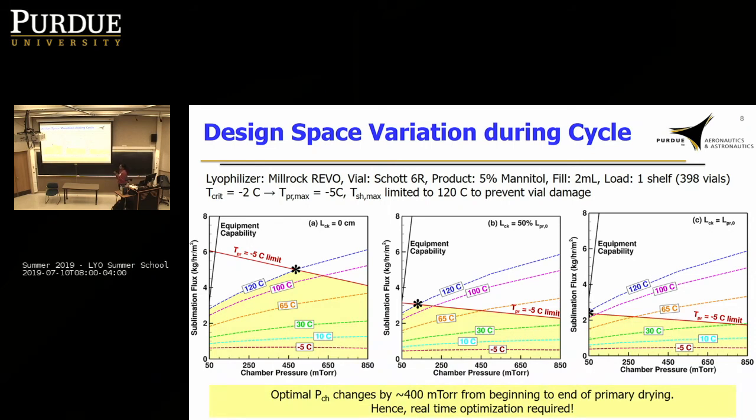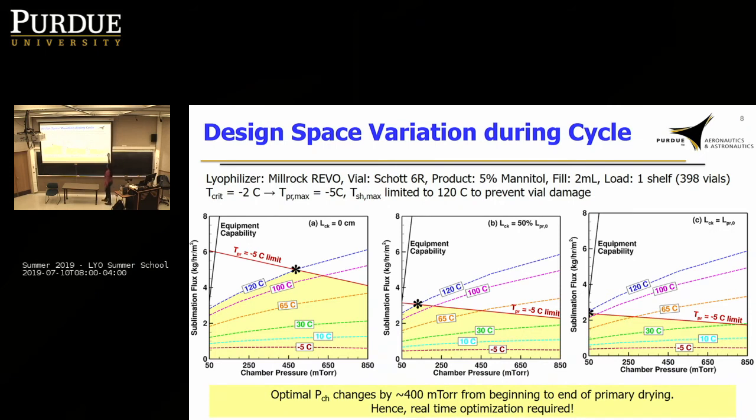If you try to make more product sublimate, then you're going to lose control of the chamber pressure, and you don't want that happening because it could ruin the product. So basically you want to operate under the equipment capability. So that black line, you want to be on its right side and below it.